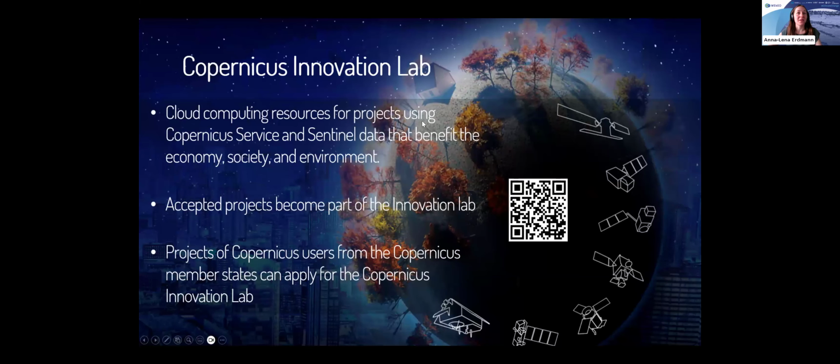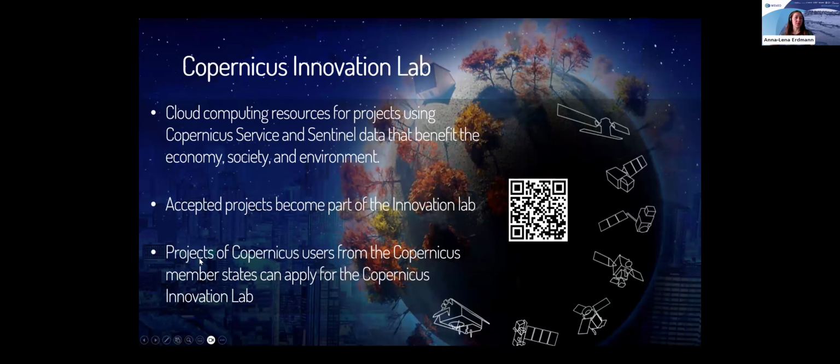And if you find at one point that the GPU, like these 6 or 7 gigabytes which you have on the Jupyter Hub, is not enough anymore for your project, I would like to point out to you the Copernicus Innovation Lab. That is an initiative from where you can get cloud computing resources for projects using Copernicus services and Sentinel data that benefit economy, society, and environment. So the scope is pretty broad.